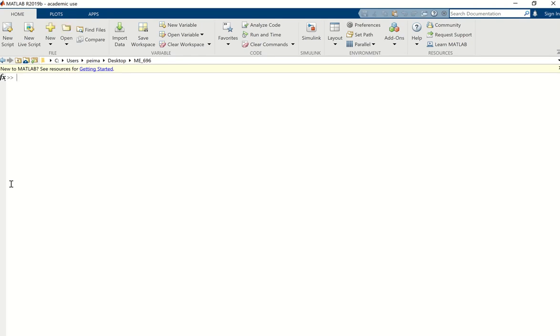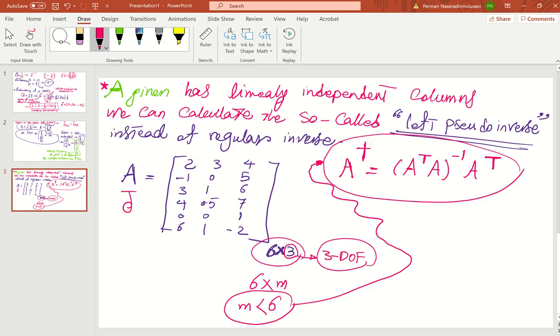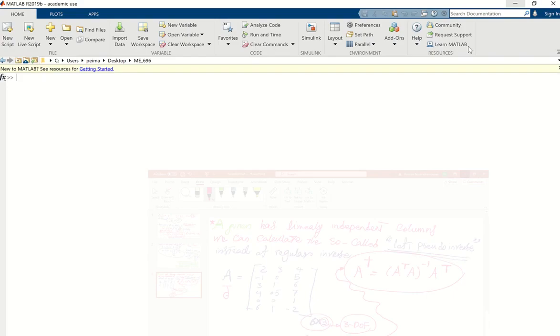Okay, left pseudo inverse. Let me write it down because I don't have the matrix on a piece of paper. So A is, I told you, 2, minus 1, 3, 4, 0, 6, 3, 0, 1, 0.5, 0, 1, 4, 5, 6, 7, 8, 7, 1, minus 2. Let me play a little.